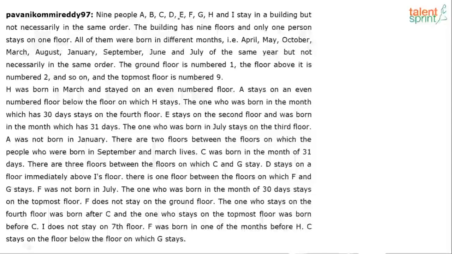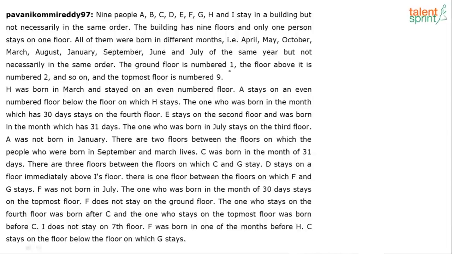9 people, A, B, C, D, E, F, G, H and I, stay in a building but not necessarily in the same order. The building has 9 floors and only one person stays on one floor. All of them were born in different months, which are April, May, October, March, August, January, September, June and July of the same year, but not necessarily in the same order.